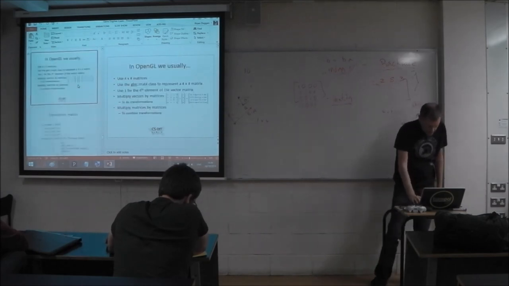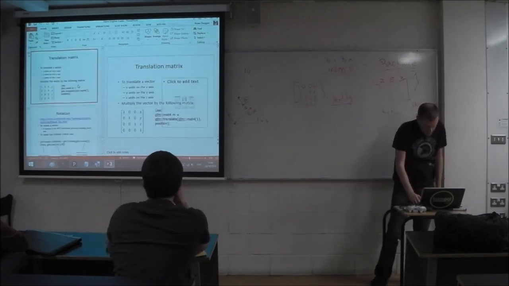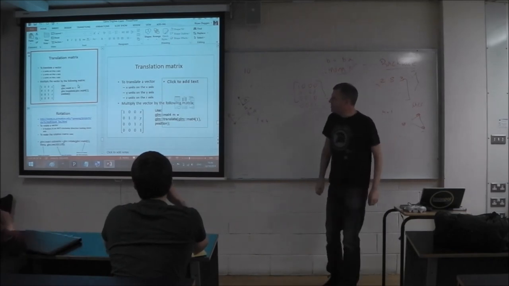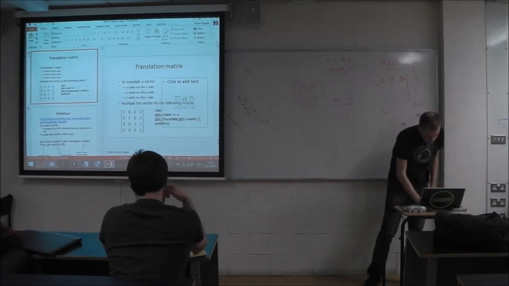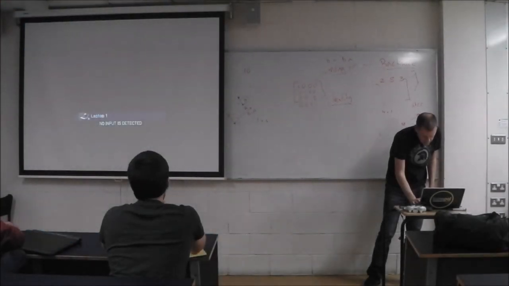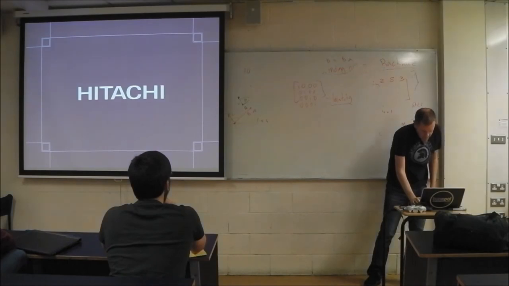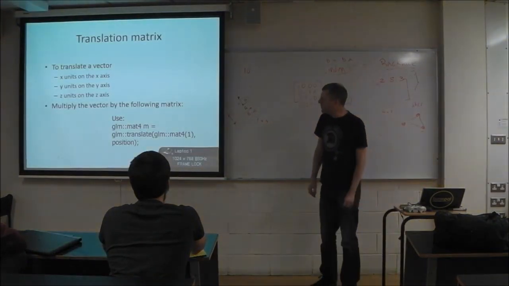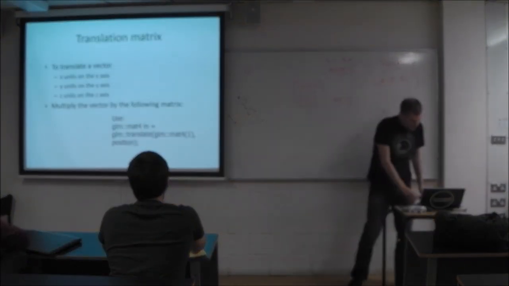And here's an example of some of the matrices. A translation matrix in OpenGL looks like this. Can I start the slideshow from here? Where is the slide? Yeah, so that's what a translation matrix looks like. The diagrams are coming in.